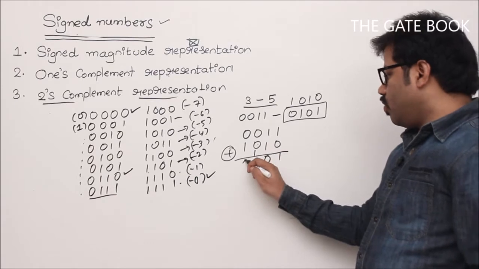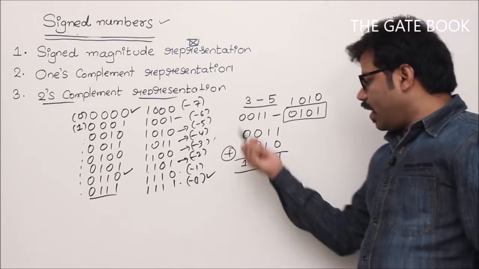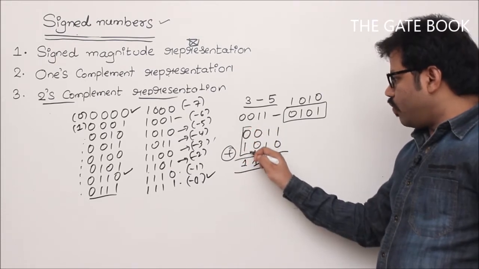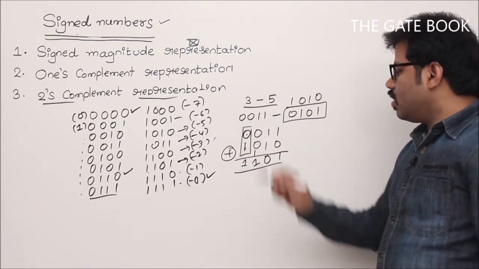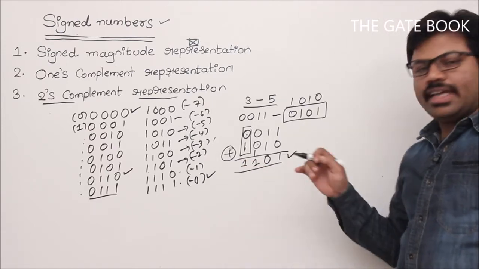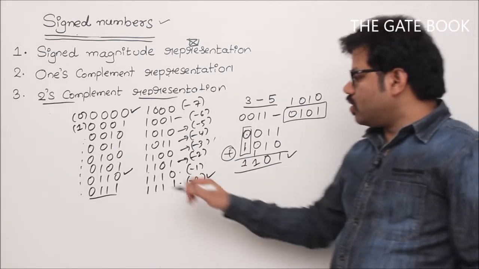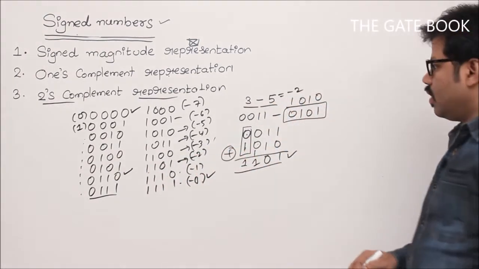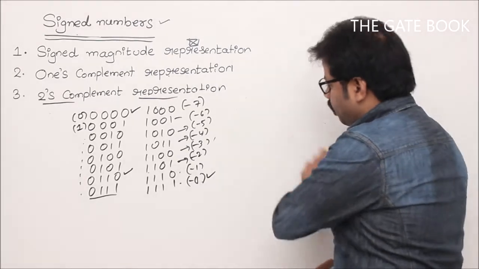So 0 plus 1 is 1, right? There is no carry. The end around carry is the carry that comes from this addition. I didn't get any carry, so that's why 1101 is the exact answer. Check it out: 1101 is minus 2. 3 minus 5 is supposed to be minus 2. Perfect.